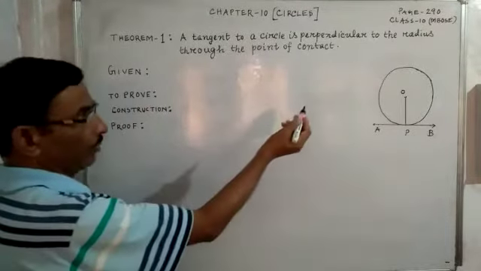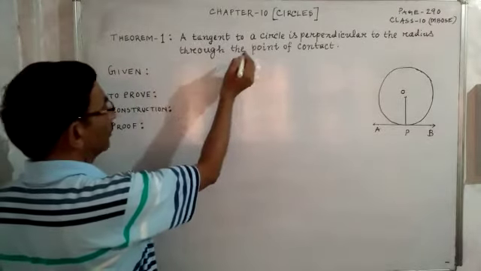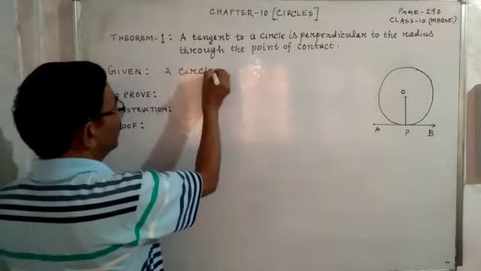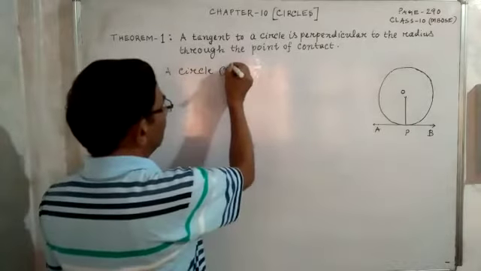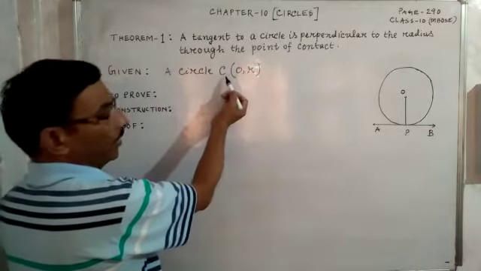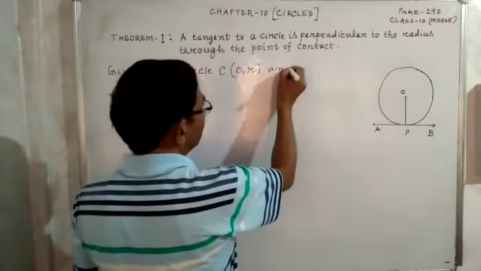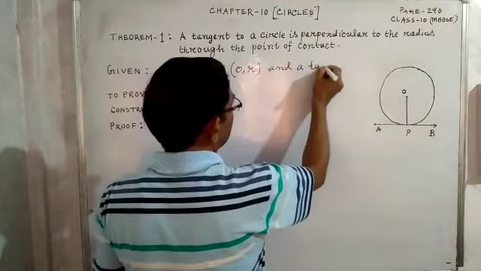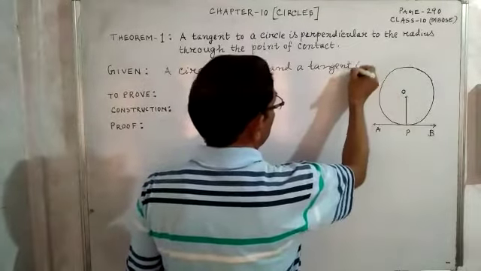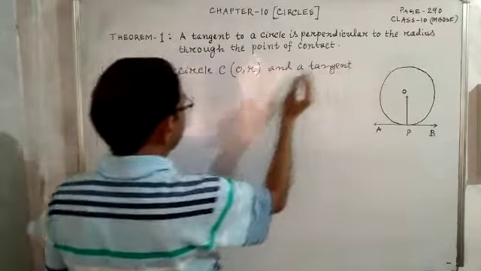So we write, see what we have taken here. From this statement, we have to take as given a circle, say we name the circle C with center O and radius R. We read it like this: a circle C with center O and radius R, and a tangent AB at the point P.